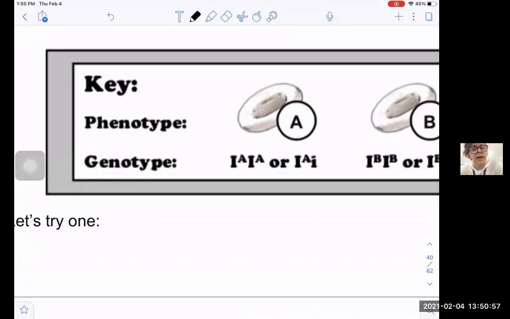So the phenotype is type A blood. The genotype, there's actually 2 possible genotypes for type A blood. So you could be homozygous for A, homozygous dominant, having 2 of the same A alleles. Or you can be heterozygous for A. You can have 1 dominant A allele and 1 recessive allele. And you're still A.